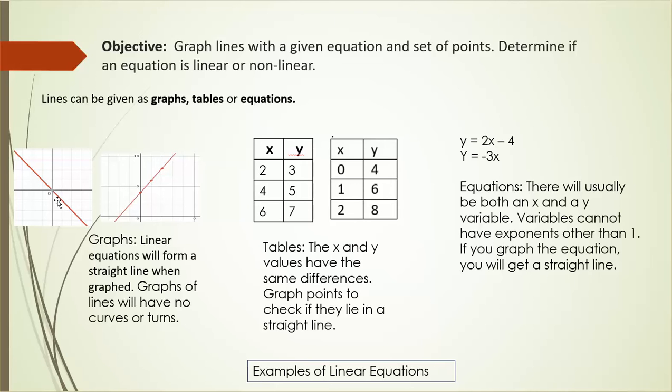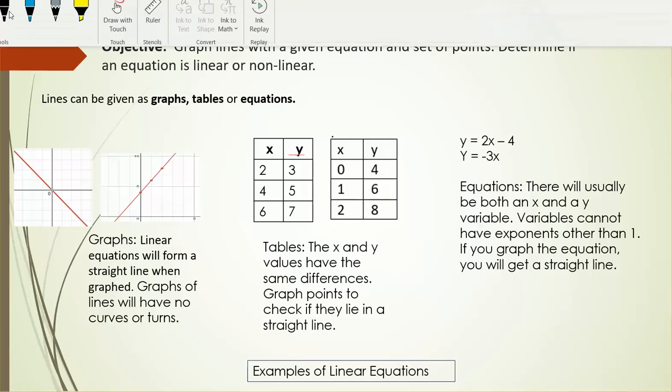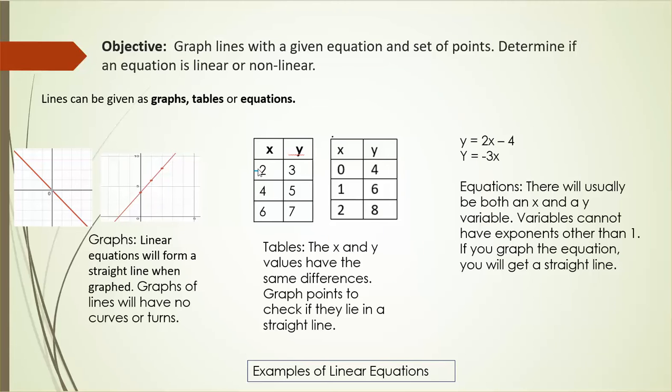If you are given a graph, you want to make sure that you have a straight line with no curves and no turns. So both of these are linear equations. If you're given a table, you want to look at the differences. So first check the x variables.